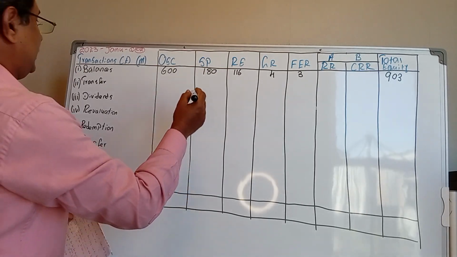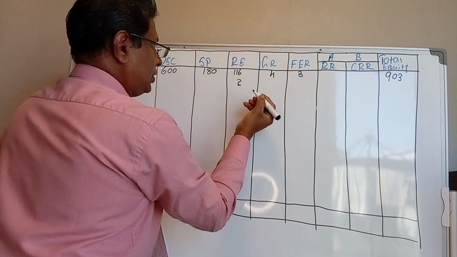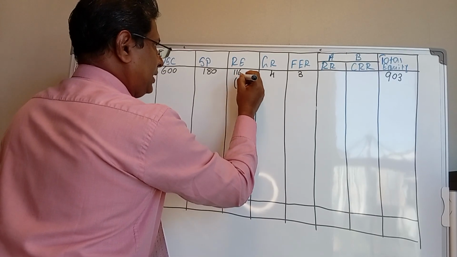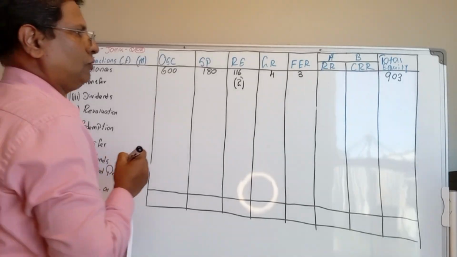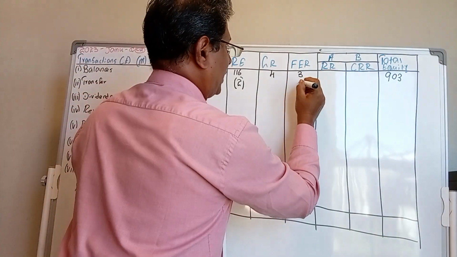Therefore, I will take it out from the retained earnings. When I take it out from the retained earnings, 2 million goes out, so it will be minus 2. It is going towards the foreign exchange reserve, so it will be plus 2.